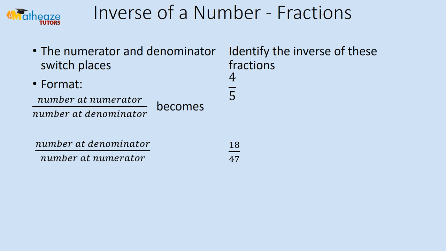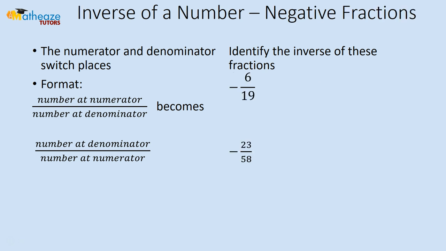So fractions are probably the easiest that you can deal with, because it's very easy to see how the numbers change positions. In this case, you have 5 over 4, and then 47 goes up here, 18 goes down here. Now you have 47 over 18. This represents your inverse. So when you have a fraction, you just flip the positions of your numerator and denominator.